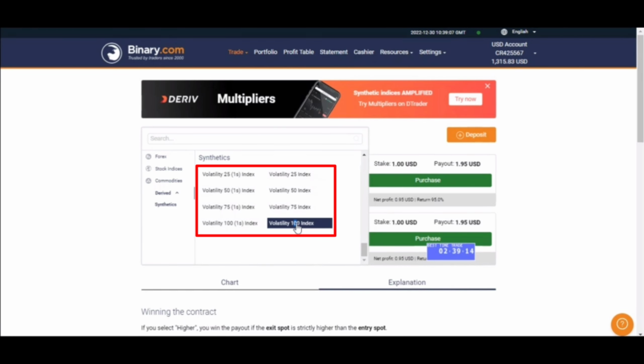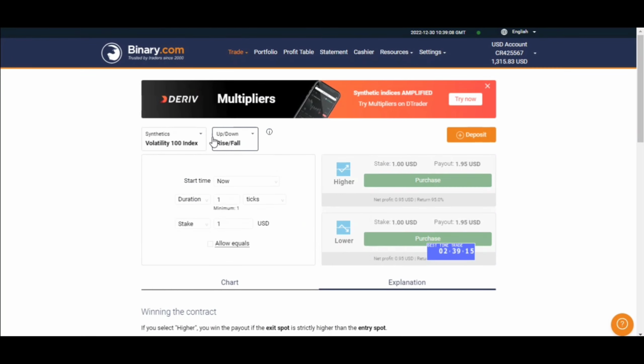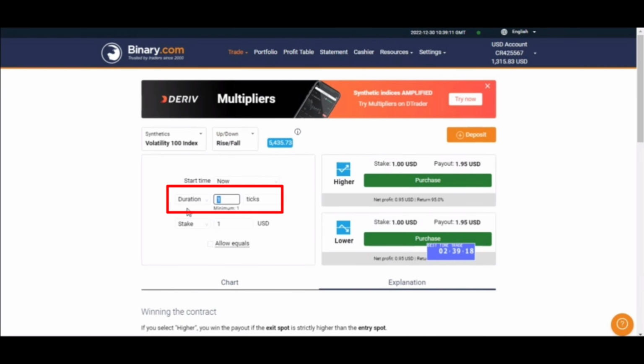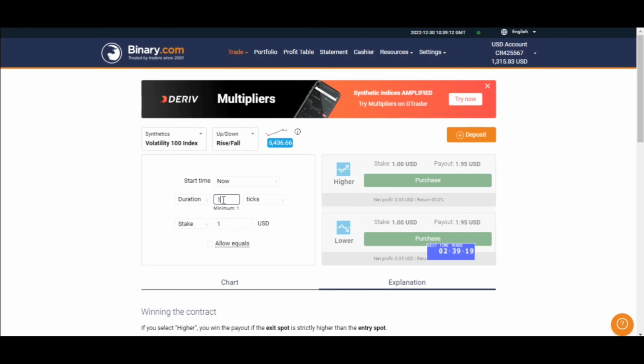Click the one-second market. That's the odd even market strategy that you can use in this trade. Trading time limit you can use. Here I use a duration of 10 ticks. A place to set a price that you can use in this trade.